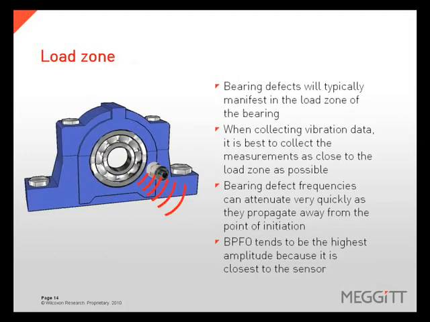Bearing defects will typically manifest in what is called the load zone of a bearing. When collecting vibration data, it is best to collect the measurement as close to the load zone as possible. Bearing defect frequencies can attenuate very quickly as they propagate away from the point of initiation. Ball pass frequency outer race frequencies tend to be the highest in amplitude because they are typically closer to the sensor and thus less attenuation occurs.